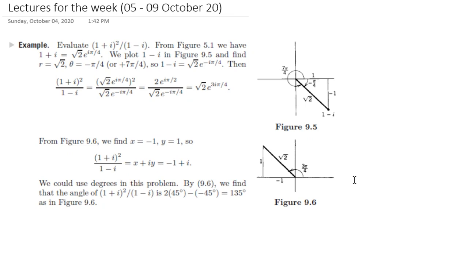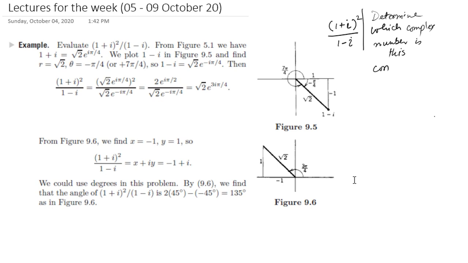So you may be asked to evaluate some complex function, for example, like this: (1 plus iota) squared divided by (1 minus iota), and you are asked to determine which complex number this is on a Cartesian plane, or complex plane, simple complex plane.